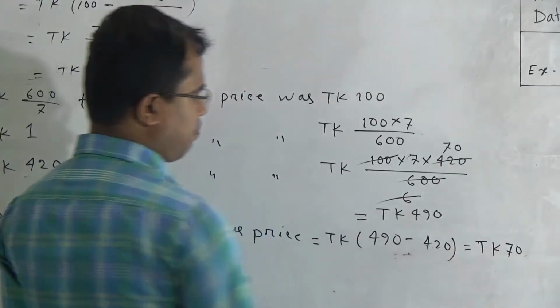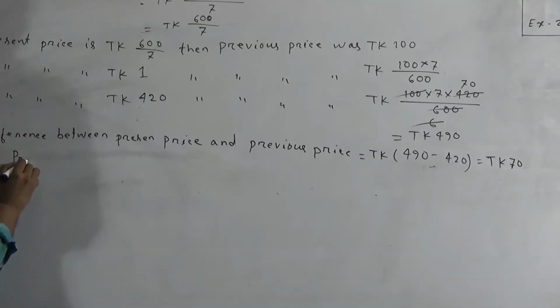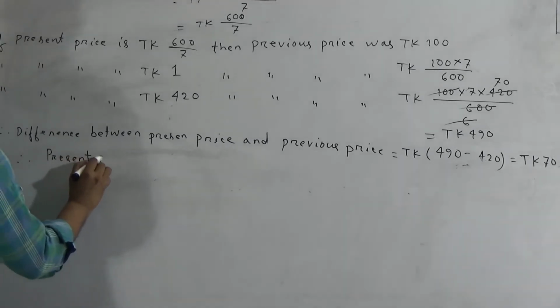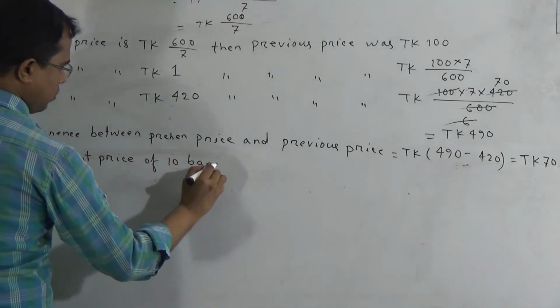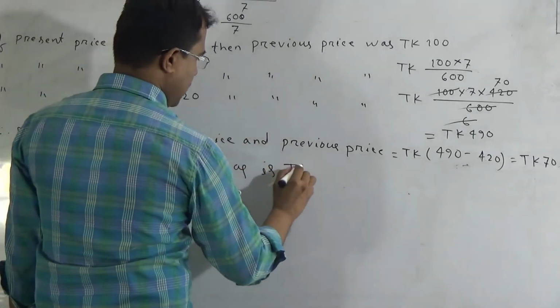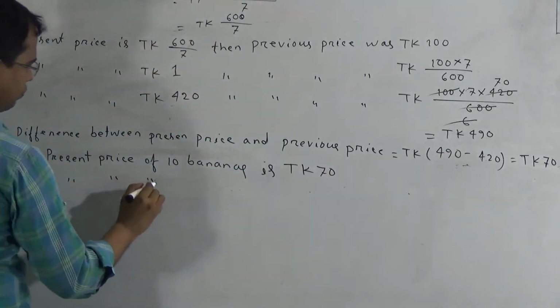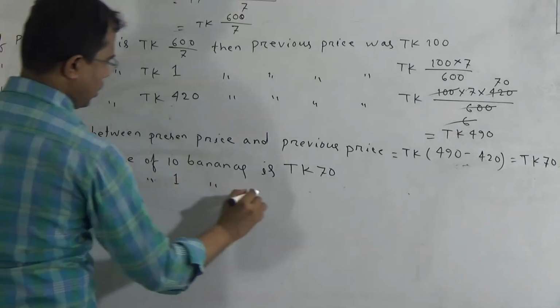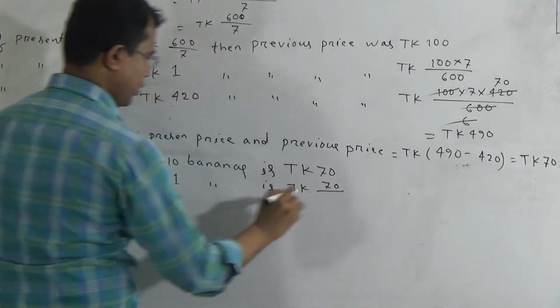This will be the present price of 10 bananas. Therefore, the present price of 10 bananas is TK 70. Therefore, the present price of 1 banana is TK 70 by 10.